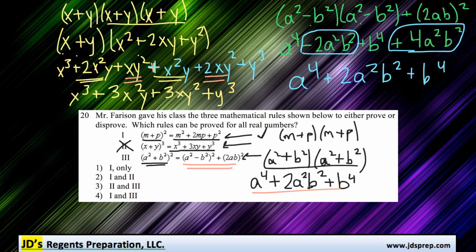So the question is, does that match what we have down here? Yes, it does, perfectly. So rules 1 and 3 can be proved for all real numbers. Our correct answer is option number 4.